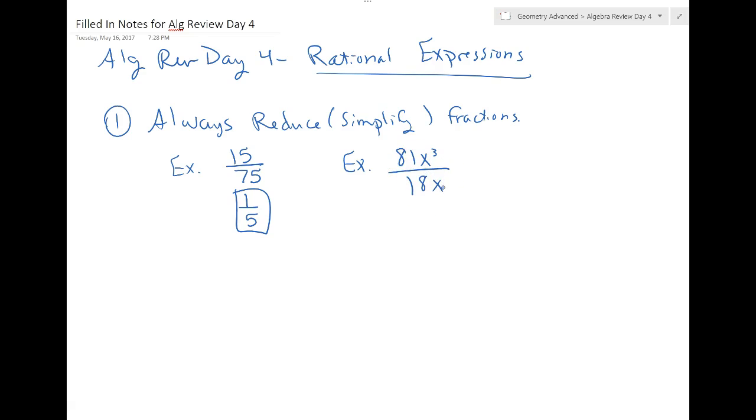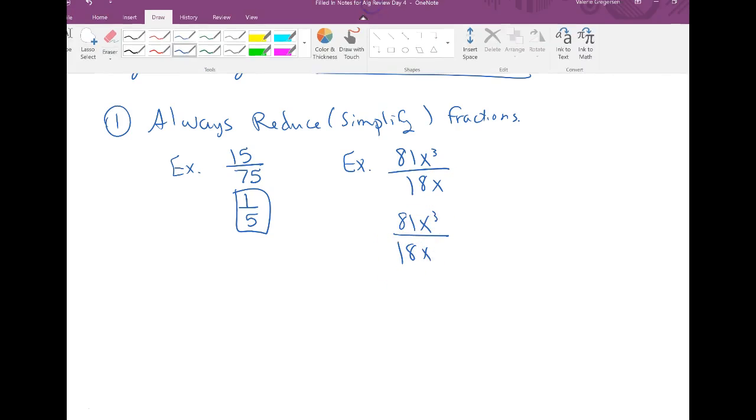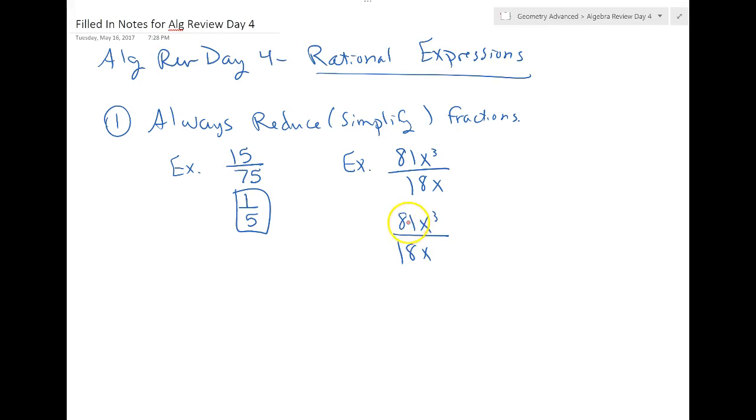One thing we need to remember is to think about what ways I can simplify this the most. Let me remind you a little about exponents, but first I'm going to rewrite this so I can mark it up, but you can still see the original problem. First thing I always look at is, is there anything that can come out of both 81 and 18? The answer is 9 can come out of both. So this would be 9 and that would be 2. So we divided 9 out of both of them.